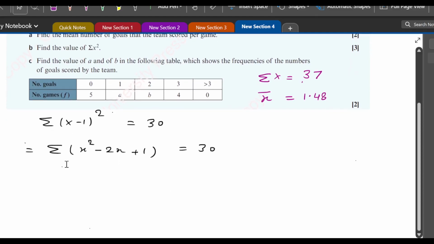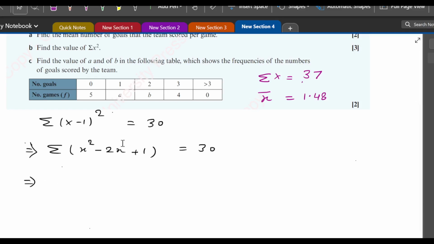So now we can expand it. It will become summation of x square minus 2 times the summation of x. Now this 2 you can take common outside. Like if it's 2 plus 4 plus 6, you can take 2 outside and in the bracket write 1 plus 2 plus 3. So it's like that. Plus summation of 1. Summation of 1 directly we can say is the total number n, and this equals 30.